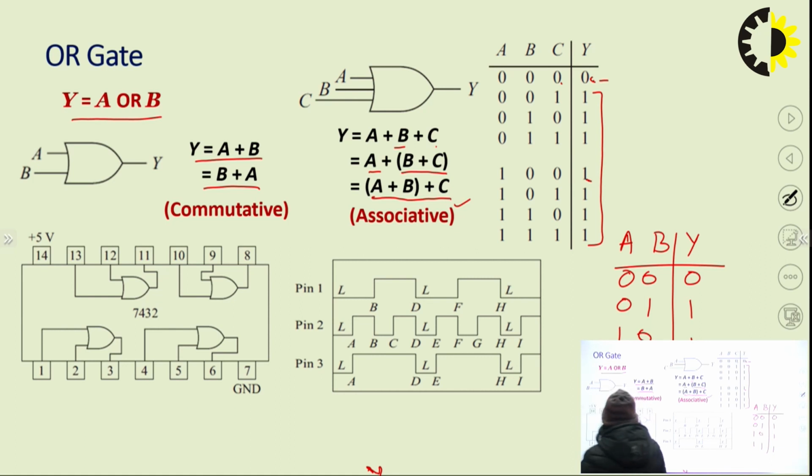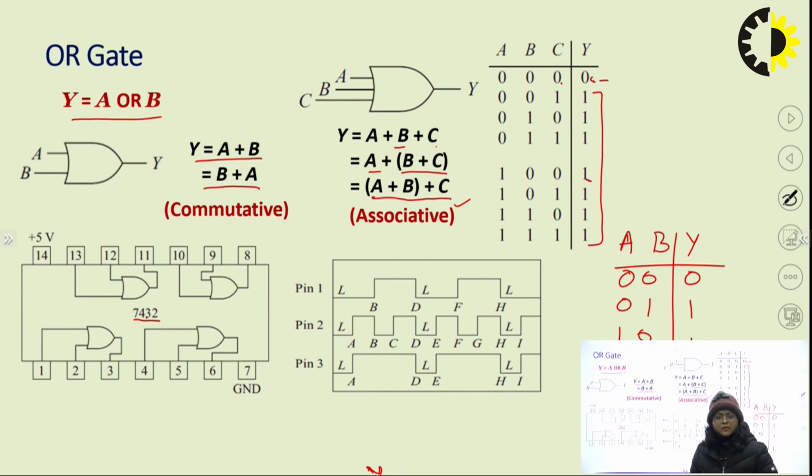Now moving towards the pin diagram. The number of this IC is 7432. It is also a 14 pin IC with pin number 7 as ground and pin 14 as plus VCC, that is plus 5 volt. Pin number 1 and 2 are inputs, 3 is output. Pin number 4, 5 inputs, 6 output, and so on. This IC also consists of 4 OR gates.